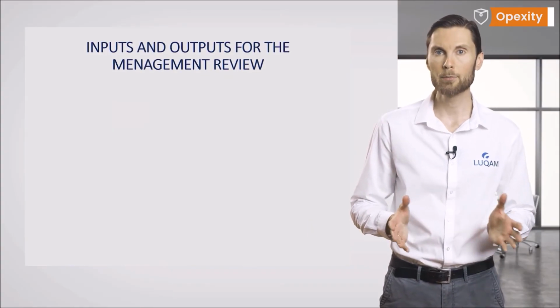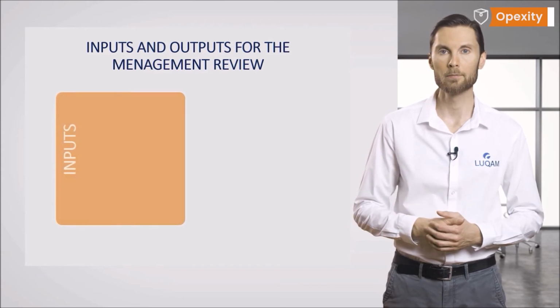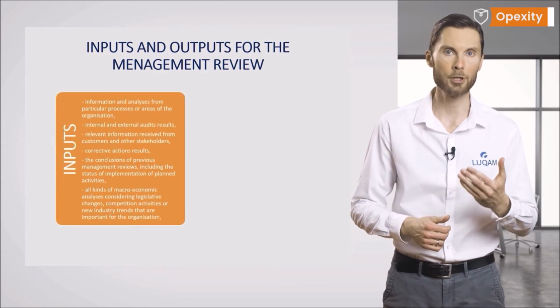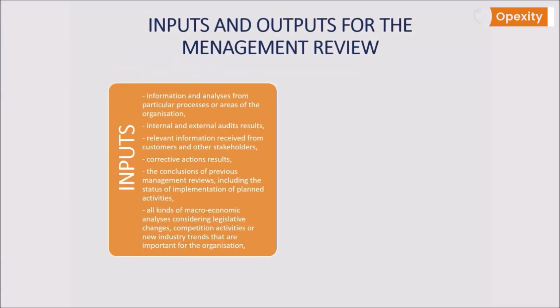Now let us try to think about the inputs and outputs for the management review. Inputs should consist of information and analyses from particular processes or areas of the organization. Internal and external audits results. Relevant information received from customers and other stakeholders. Corrective actions results. The conclusions of previous management reviews, including the status of implementation of planned activities. All kinds of macroeconomic analyses considering legislative changes, competition activities, or new industry trends that are important for the organization.